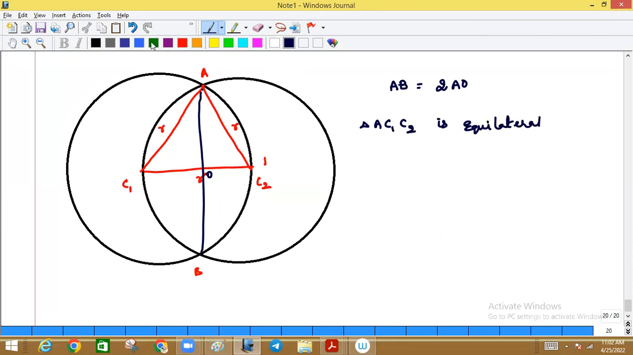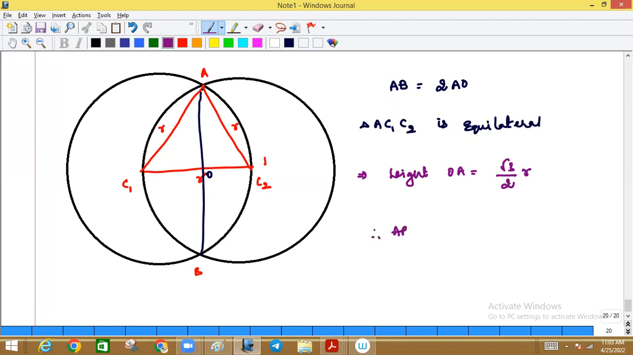Is equilateral. Then area. What is the area of an equilateral triangle? So we don't need area. Okay, we need just height. What is the height of an equilateral triangle? Height OA is equal to root 3 by 2 times R.